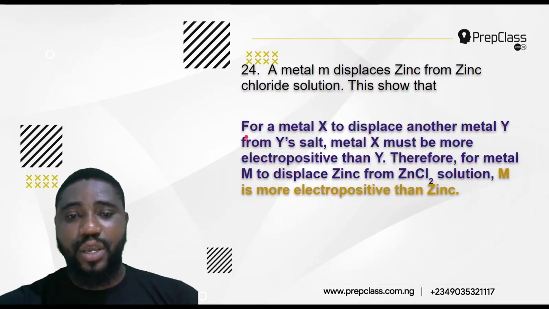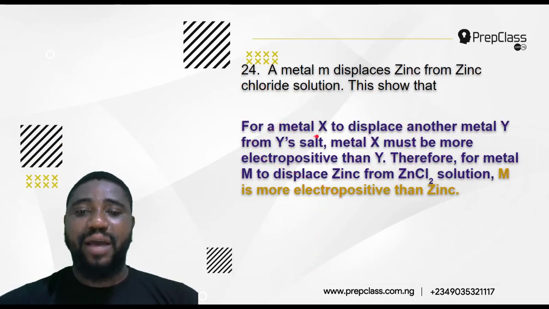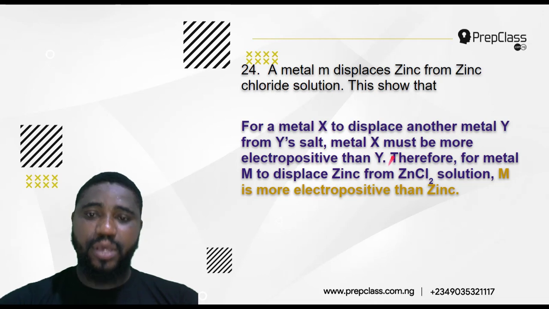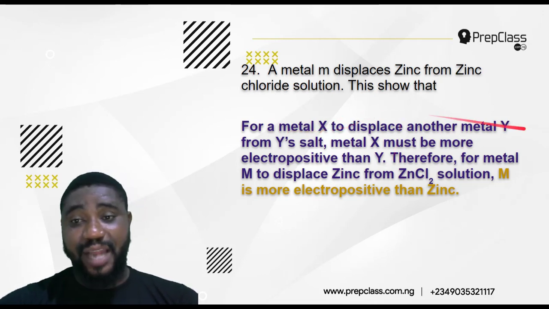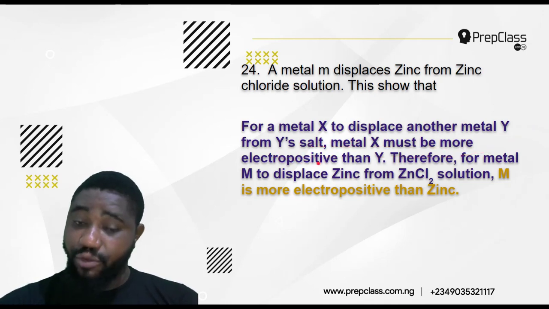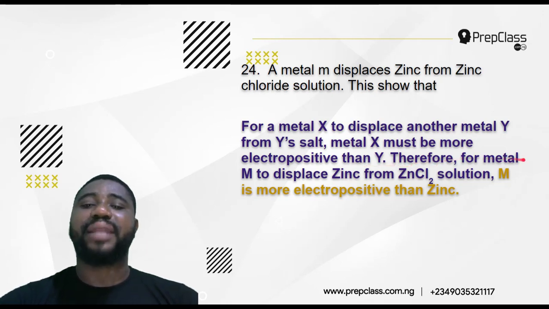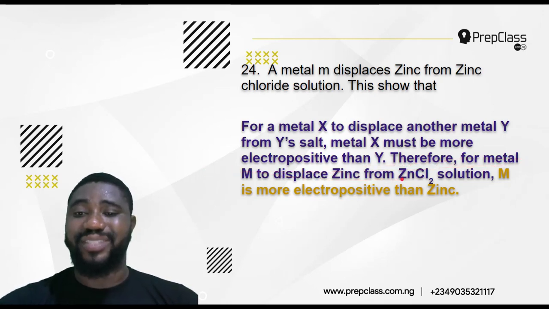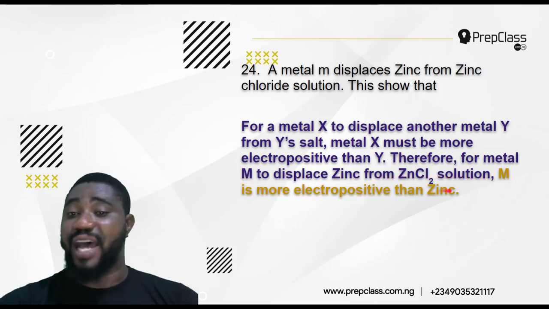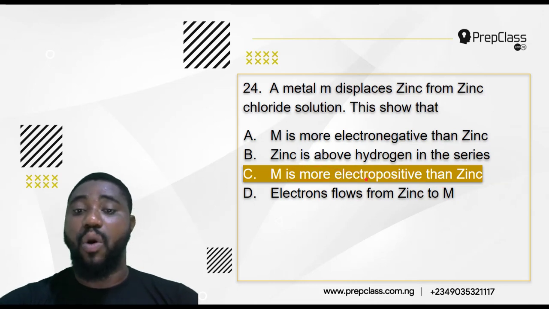Now look at what I said. I said that for a metal X to displace another metal Y from Y's salt, metal X must be more electropositive or more reactive than Y. Therefore, for the metal M to displace zinc from zinc chloride solution, that means that M is more electropositive than zinc. So the correct answer is M is more electropositive than zinc, which is option C.